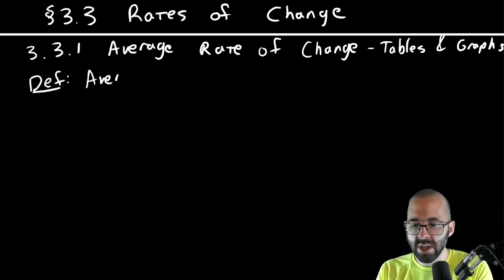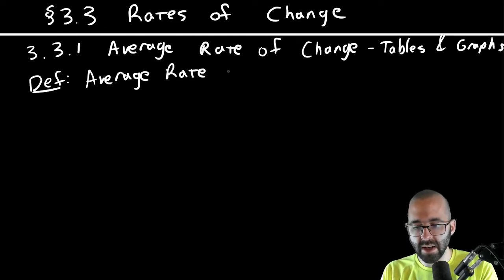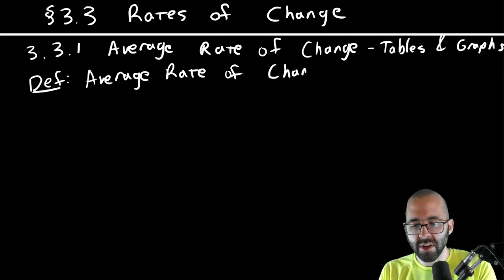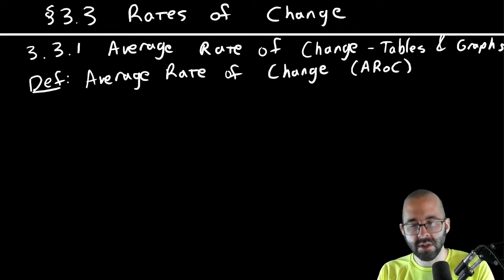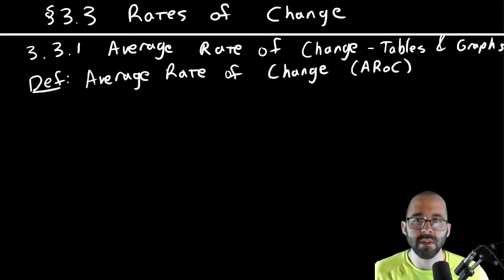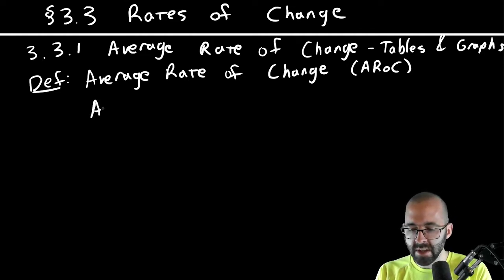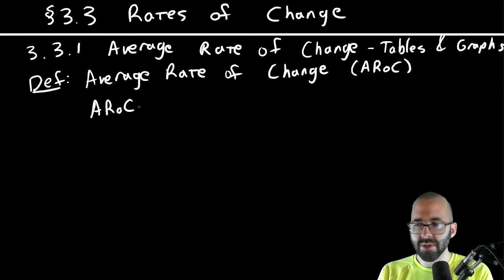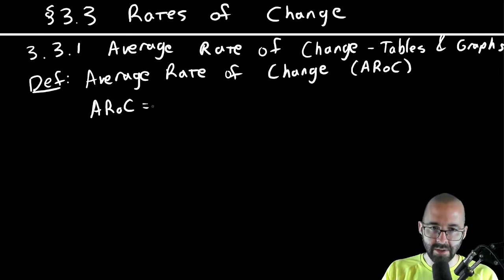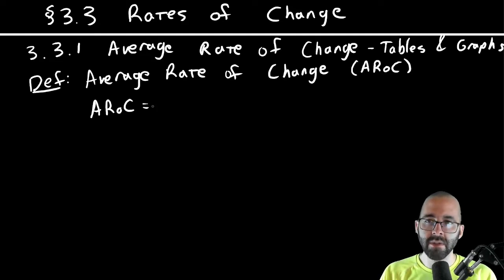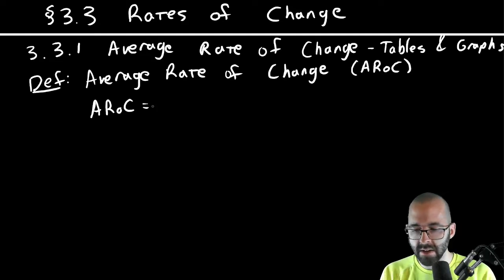The average rate of change, and I'm always going to abbreviate that average rate of change like so, with a little o. The average rate of change is given by this formula, and it's got a couple different iterations. Again, for velocity, average speed, it's how far did we go divided by how long did it take us to get there.